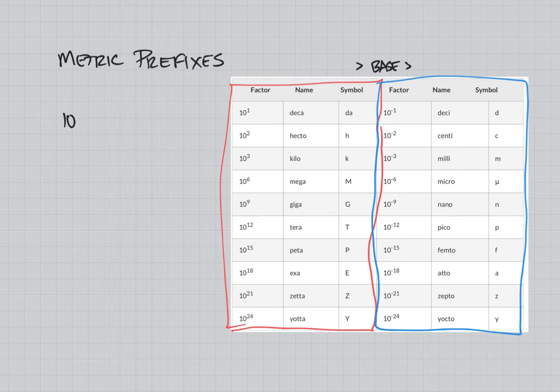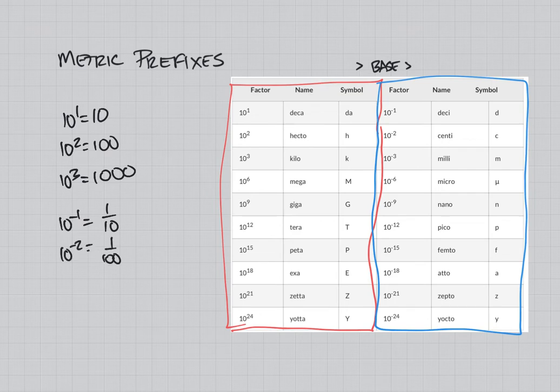Remember, 10 to the 1 is simply 10, 10 to the 2 is 100, 10 to the 3 is 1,000. Likewise, 10 to the negative 1 is simply 1/10, 10 to the negative 2 is 1/100th, and 10 to the negative 3 is 1/1000th. So these are going to be ways that we can indicate the size of something. So if we have 7,000 newtons, we could also write that as 7 kilonewtons.